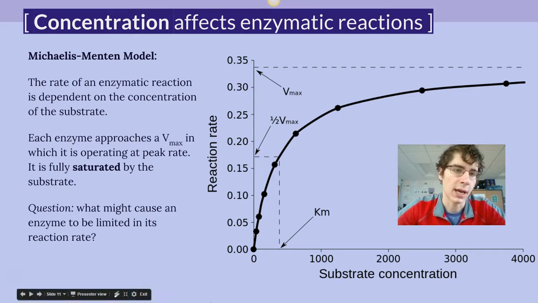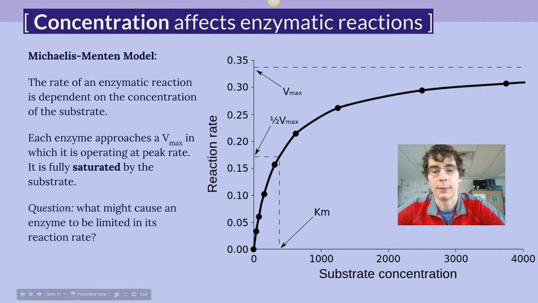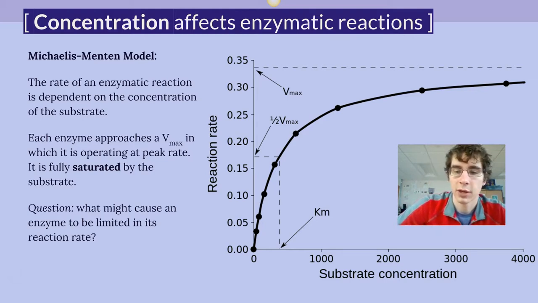And so yeah, the Michaelis-Menten model tells us that there's a limit to how fast an enzyme can do any particular reaction. It's dependent on substrate concentration, and that is on a log scale. It increases at a log scale.